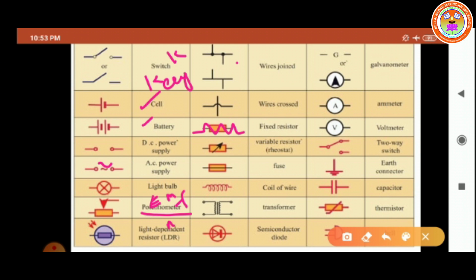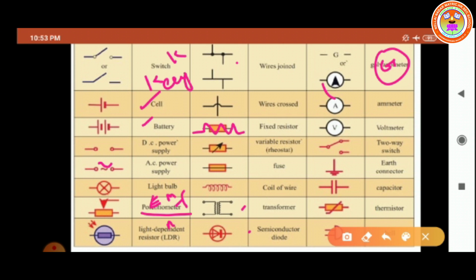And this is taken as a fuse, an electrical fuse. And this is the coil of wire. And this is the symbol for a transformer. And this is the semiconductor diode. And this is the symbol of the galvanometer, or simply represent the diagram like this, galvanometer. Or we can represent the galvanometer like this also. What is the use of the galvanometer? It is used to find out the direction of the current.